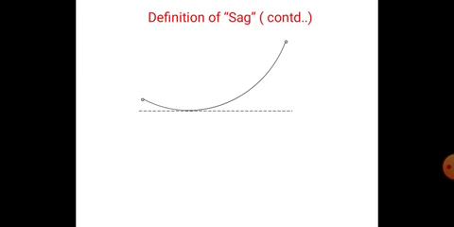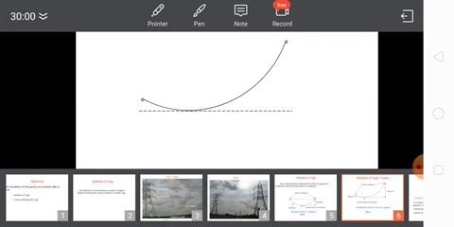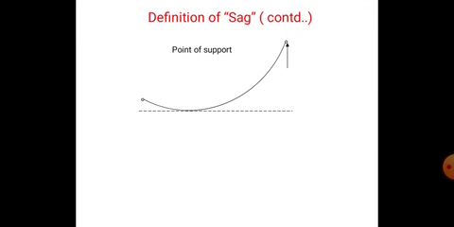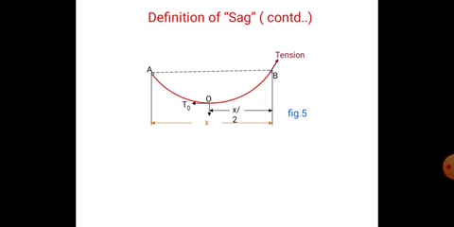Here it is unequal supports. Points of support, that is point A and point B, sag at A, sag at B. So the lowest point of the conductor is at different levels from the points of support. Here the lowest point of the conductor is known as sag. When an overhead line conductor is hung between two supports, the conductor takes a natural catenary shape. The difference in levels between points of support and the lowest point of the conductor is known as sag.